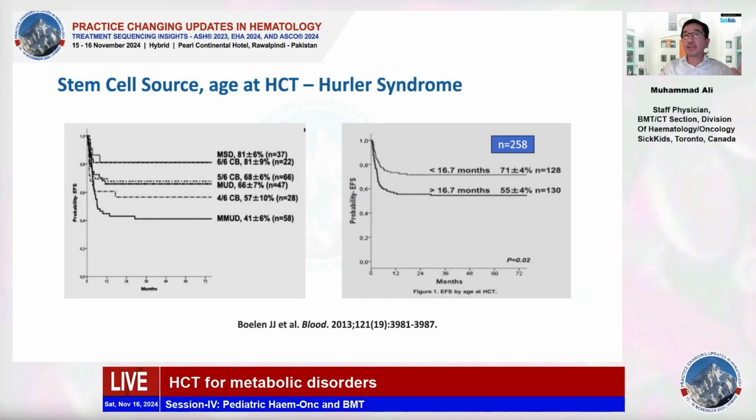Age is important because the older the patient is, their major organs like the heart, lungs, and also the brain will likely be significantly impacted, and these patients will likely not tolerate the transplant procedure the way we want, and they may end up having significant transplant-related toxicity and a high rate of mortality.